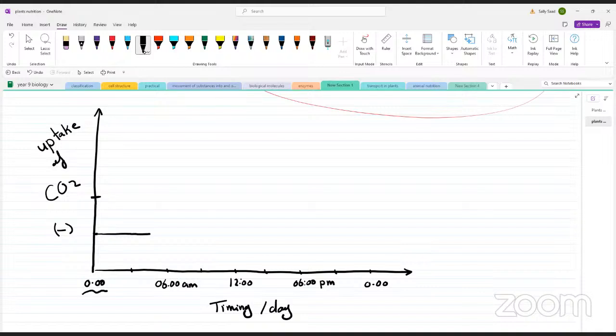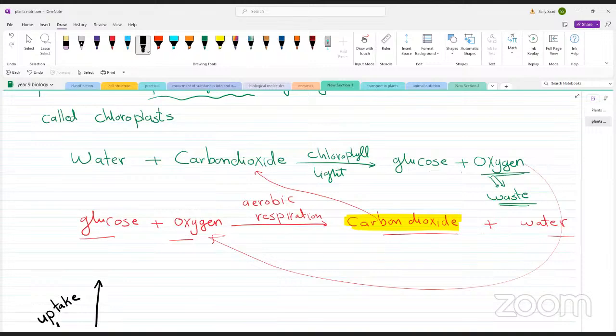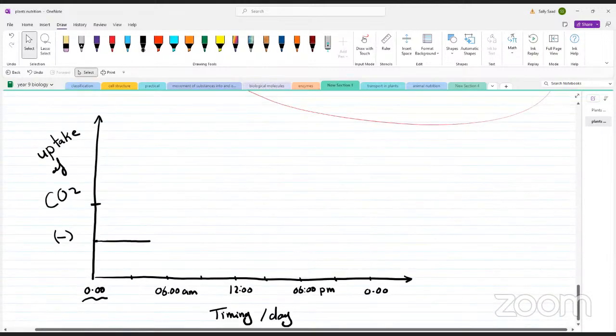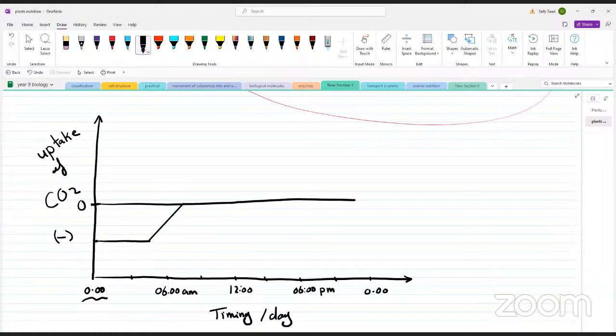At the time of sunrise, light is coming and photosynthesis will start. Respiration is going on, and some of this carbon dioxide could be consumed by the process of photosynthesis. So a little carbon dioxide will start to be taken up, and the line will go up. This is zero uptake. When there is zero uptake, the stomata will be closed.